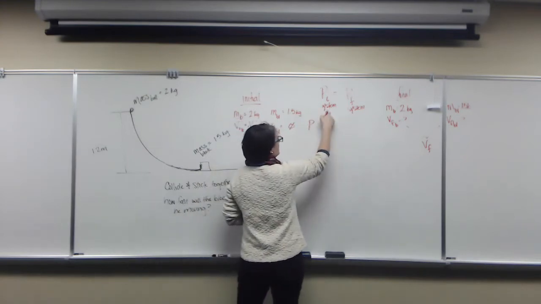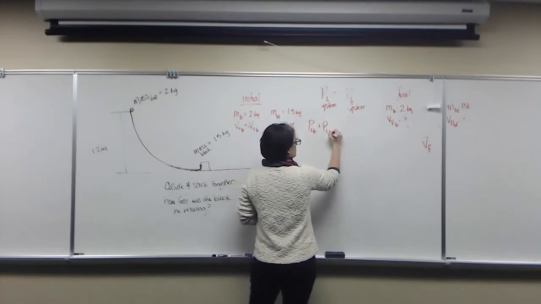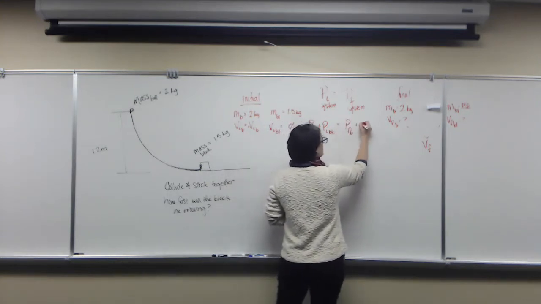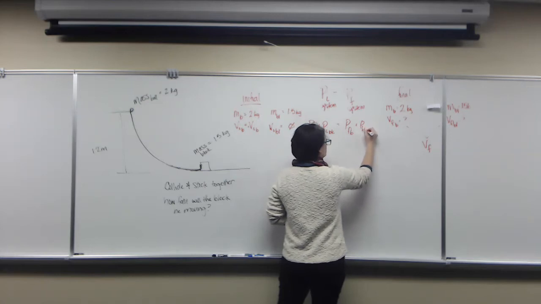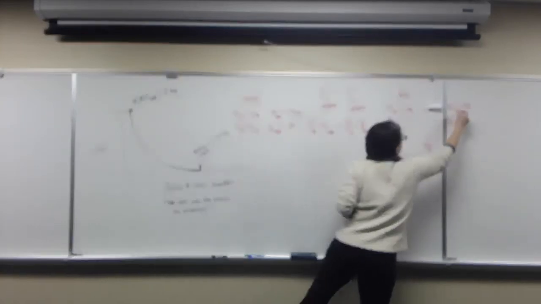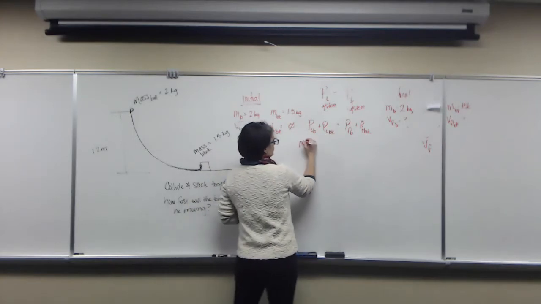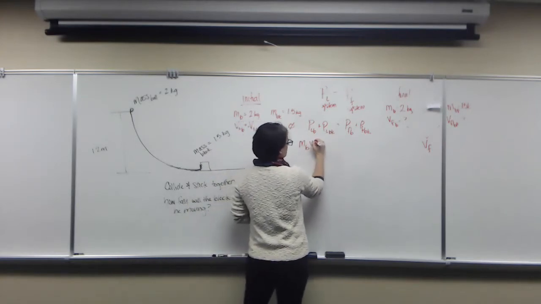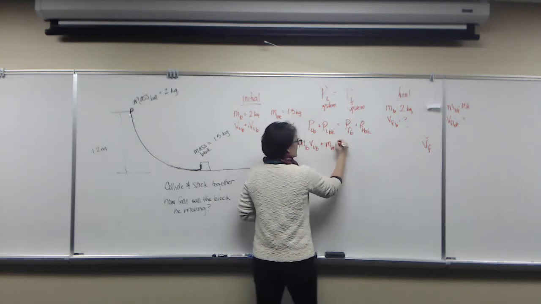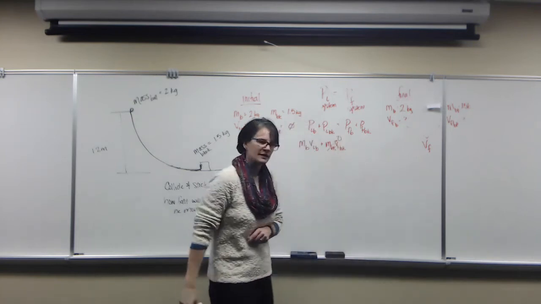All right, so let's proceed with our system. The initial momentum of the system is the initial momentum of the ball plus the initial momentum of the block. That has to equal the final momentum of the ball plus the final momentum of the block. I should be consistent. The initial momentum of the ball is the mass of the ball times the initial velocity of the ball plus the mass of the block times the initial velocity of the block, which we know to be 0. So that's going to go away.